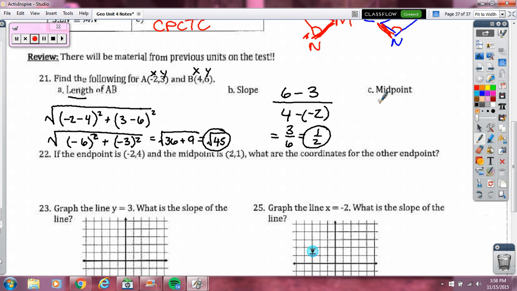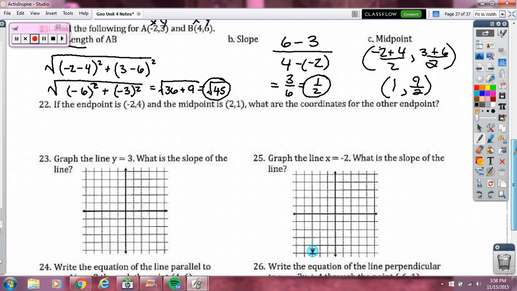Midpoint, I'm going to do my x's added together, divided by 2, and then my y's added together, divided by 2. So that's 2 over 2, which is 1, and this would be 9 over 2, which you can leave as a fraction, or you could turn 9 over 2 into 4 1/2.